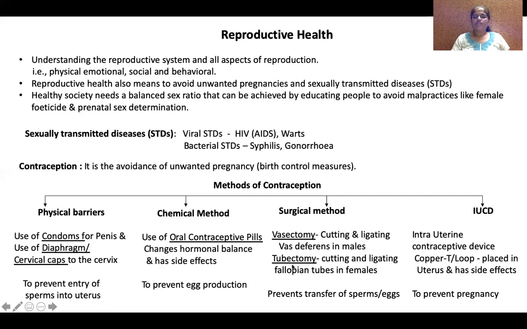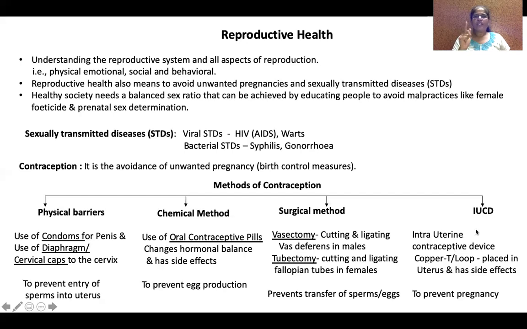Whereas in tubectomy, they'll cut and ligate the fallopian tubes on either side of the uterus, and burn them so that there is no passage of eggs into the uterus. Either vasectomy or tubectomy can be done in either of the partners. It prevents the transfer of sperms or eggs. The fourth is IUCD. This is the intrauterine contraceptive device.